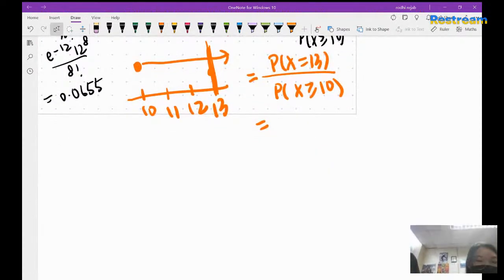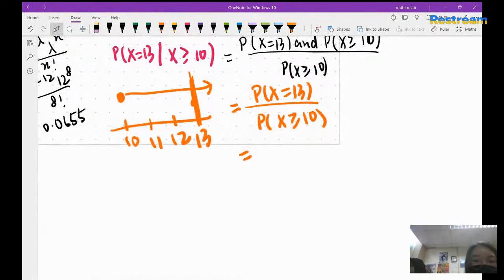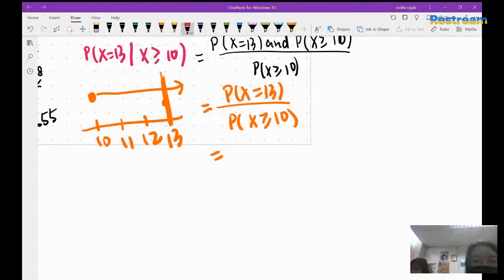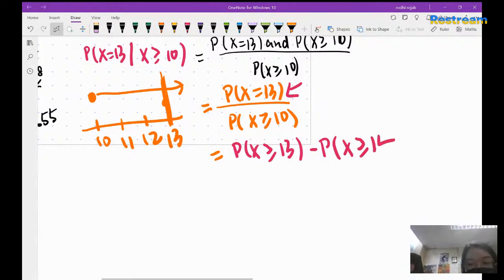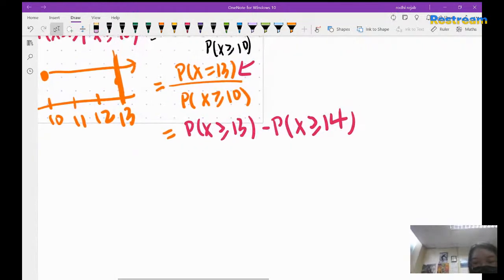So kalau nak dapat yang ini, kami boleh buat P(X ≥ 13) minus P(X ≥ 14). Okay, yang ni refer to table lah.